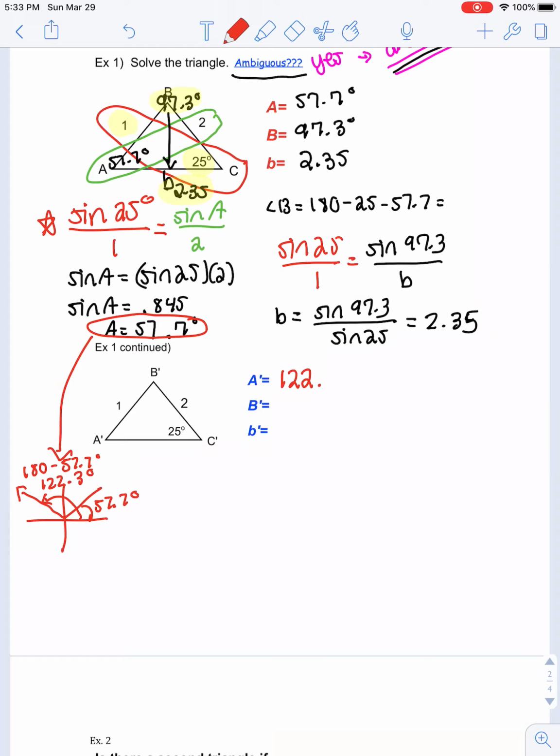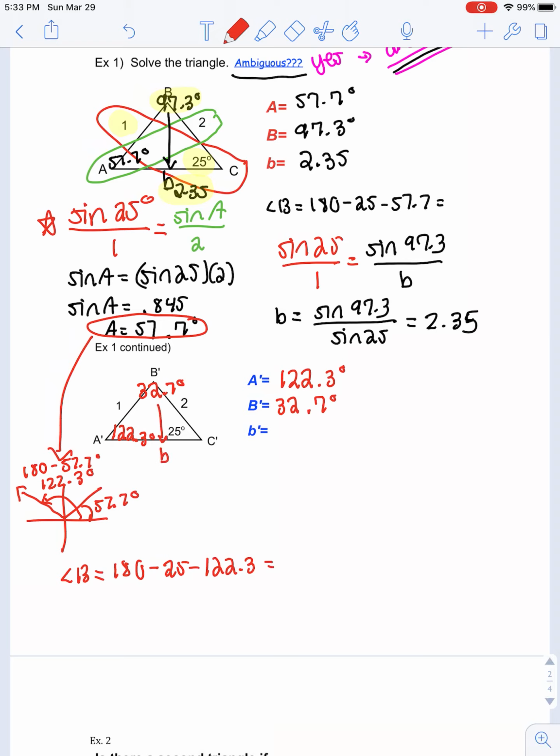So what if that happened? What if angle A, instead of being 57.7, what if angle A was 122.3 degrees? Now to find angle B, I would once again subtract the two known angles from 180. 180 minus 122.3 minus 25, meaning that now angle B is 32.7 degrees. Now I have all three angles.